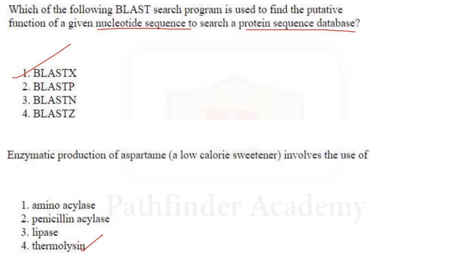BLASTP is protein sequence as the query and protein sequence as the database. BLASTN is nucleotide sequence as the query against nucleotide sequence in the database. And BLASTZ, I didn't find anything like BLASTZ. I don't know whether it is there, but I didn't find anything. So BLASTX is the answer. Then next one. Enzymatic production of aspartame, a low calorie sweetener, involves the use of thermolysin. Answer is option 4.